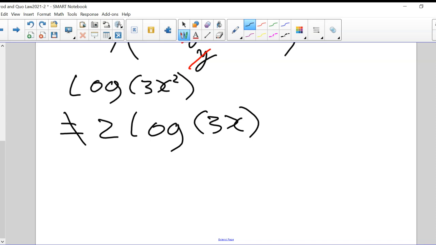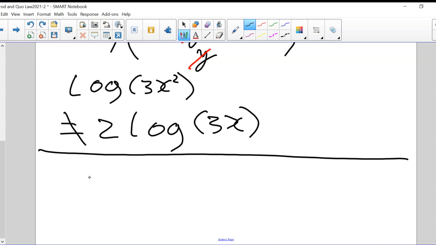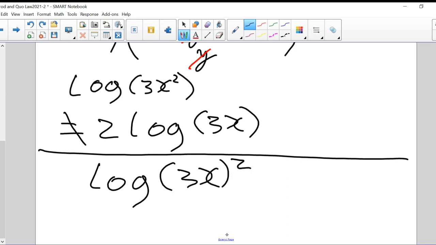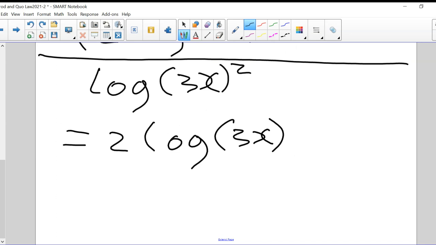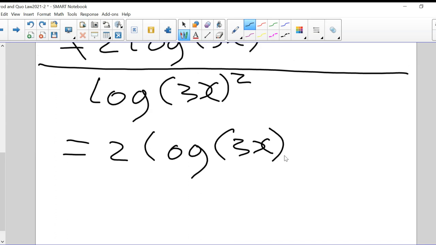But let me ask you this. What if I said the log, bracket again, 3x squared? Can I now write that as equal to 2 log of 3x? Would that one be okay? What do you think about that? Can I do that? Okay, I see some yeses there. Keontae, Harish, and Rachel are now saying yes.